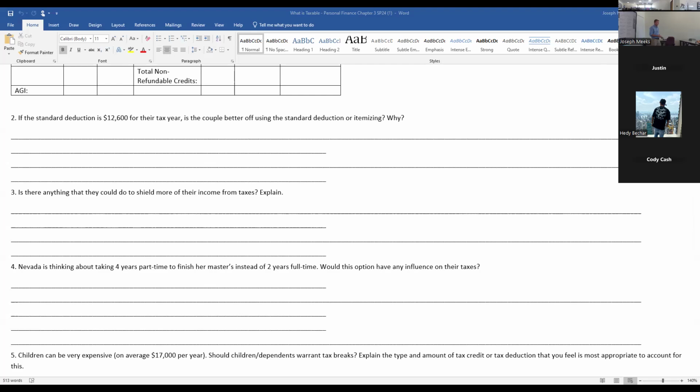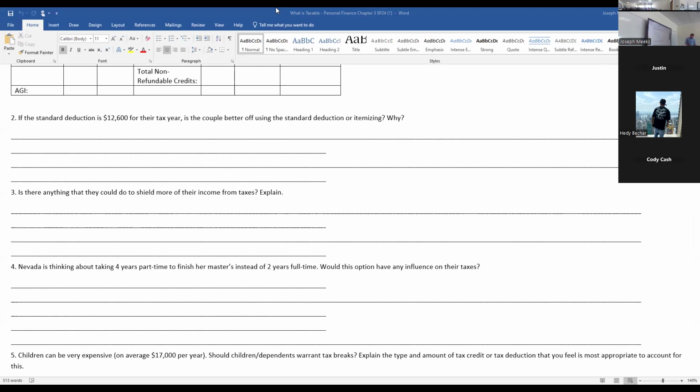Apparently, as long as you're in school at least half time, you're eligible for the lifetime learning credit. Let's see how much that is, because I don't even know. Lifetime learning credit, how much? What is the maximum? So you can get up to $2,000. So she's essentially going to get $4,000 more in tax breaks than if she'd gone for 2 years. So that's a good one.